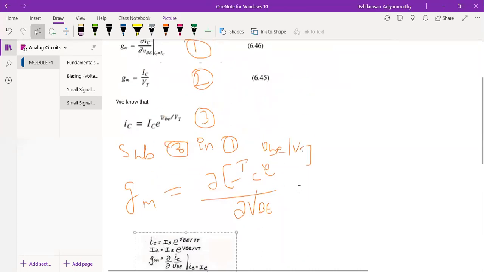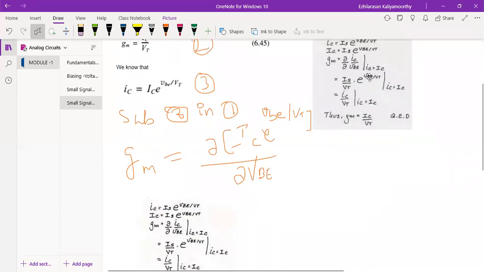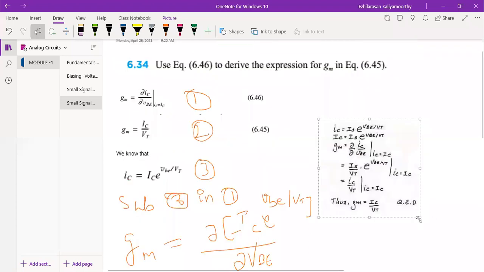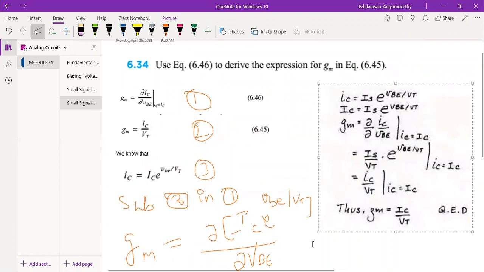Yes. So let me put here, I think here it will be very easy for you. If I put this here, the solution for this problem.